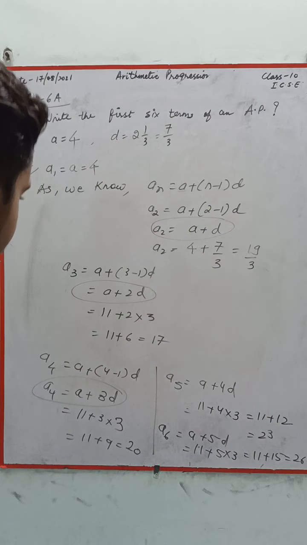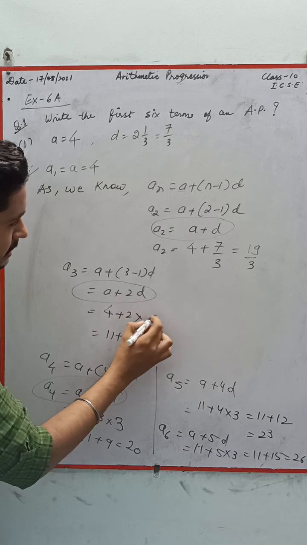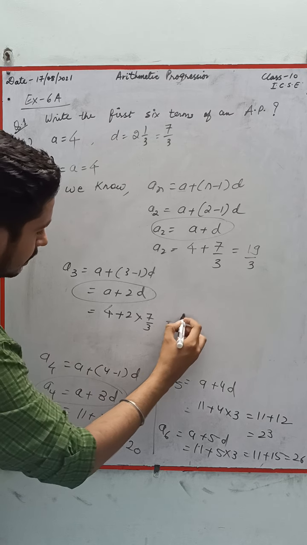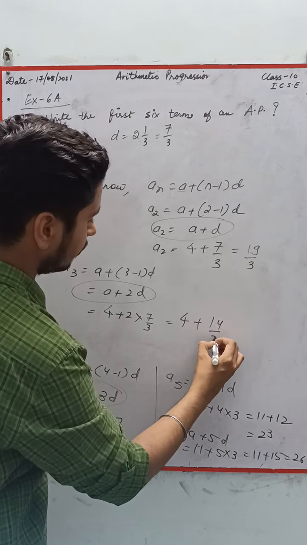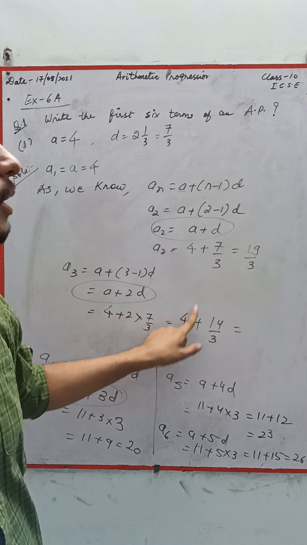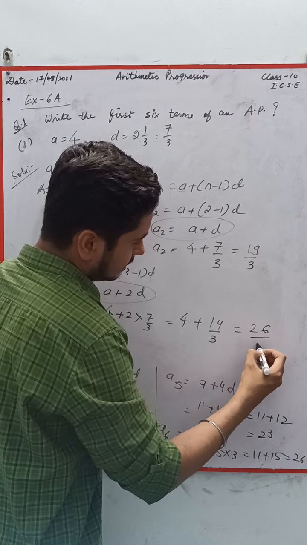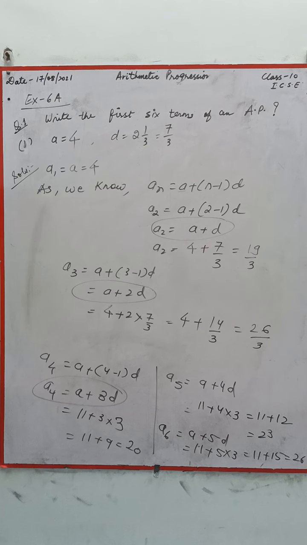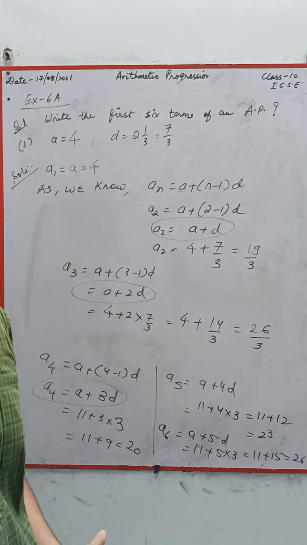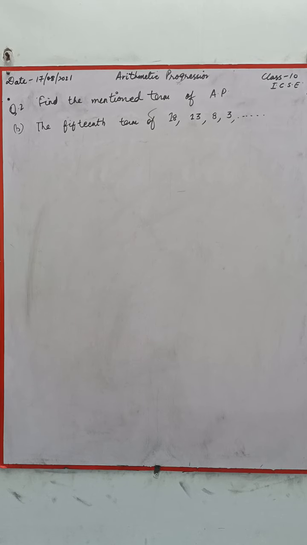Is it clear? Then a3, a plus 2d. So a is what? 4. d is 7 upon 3. So it will be 4 plus 14 upon 3. Okay. 3 4s are 12. 12 plus 14, you will get 26 upon 3. So that is how. Just go on and find the rest of the terms. Okay, I hope this is clear to you. Okay, let's head to the next question.